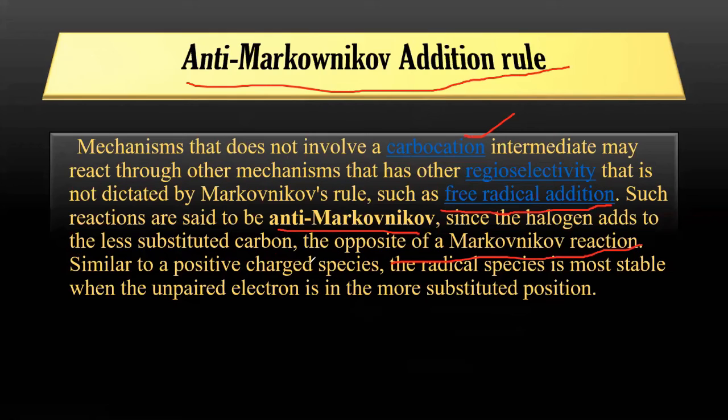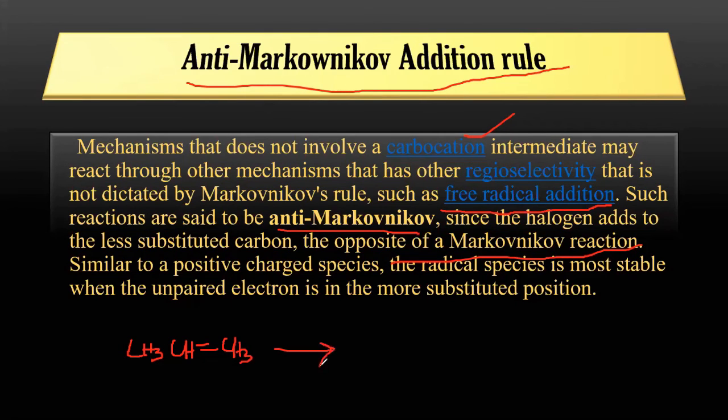Now, what is the anti-Markovnikov rule? Anti-Markovnikov rule says, suppose we are having CH3, CH, double bond, CH2. My handwriting is getting worse, but I think you people can understand. Now, if we are having HBr and H2O2 peroxide, then what will happen? We will get this as the major product, CH3, CH2, CH2, Br. Means whatever was the minor product in the previous lecture, that is becoming the major product here.